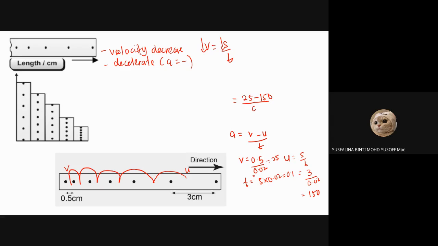Then divide by 0.1. 25 minus 150 divided by 0.1. So we get negative 1250. Or you can get 123.